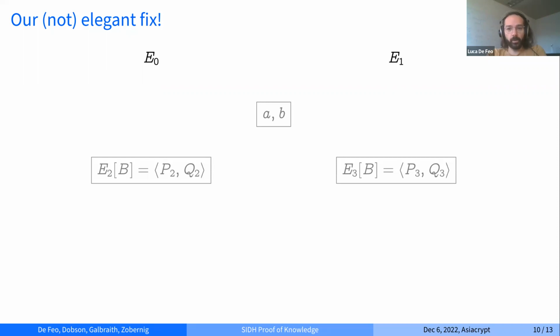Now, let's construct the usual commutative square on top of this, E0, E2, E1, E3, and now let's describe the protocol. The protocol is again going to be a 3-challenge protocol, 0, 1, or 2, and depending on what challenge I receive, I will give one answer.